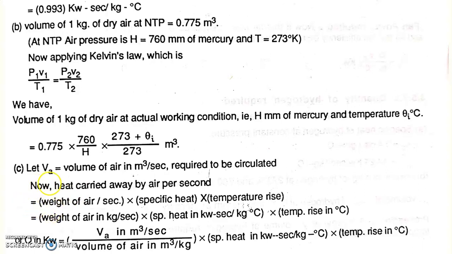How to calculate? Simply, heat carried away by air per second is the weight of the air per second into specific heat into temperature rise. So just put the values. Specific heat should be in kilowatt second per kg degree Celsius, what we calculated. So we can define it as Q, that is heat carried in kilowatt, is equal to VA, the volume of air in meter cube per second required to be circulated, divided by volume of air in meter cube per kg, into specific heat into temperature rise.